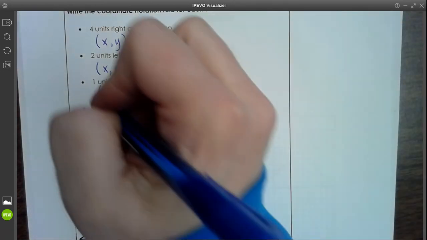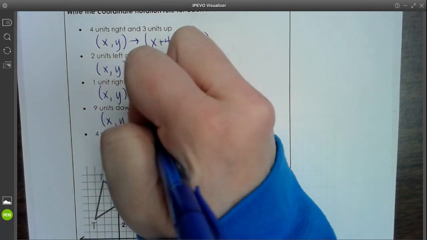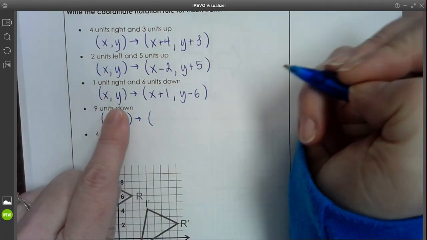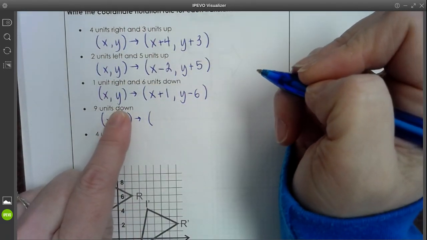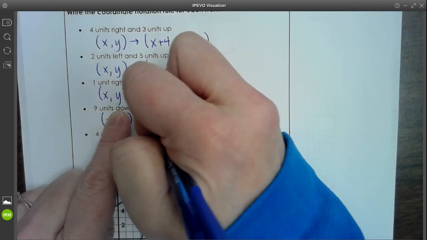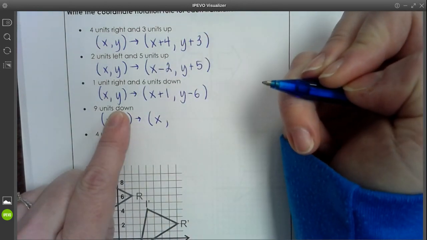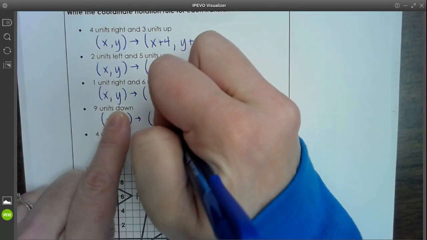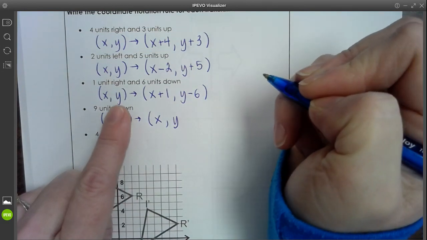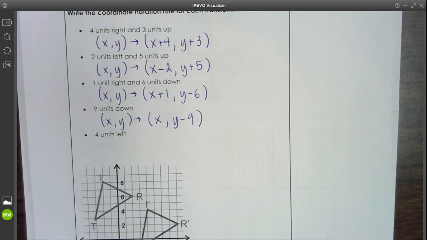Okay, the next one is just 9 units down. Again, we're going to start with x, y maps to. Now, if it's affecting just up and down, that's the y coordinate. It's only affecting the y coordinate. So we're not going to do anything to change the x coordinate. We're just going to leave it as x, okay? So the y coordinate is being affected. Down is negative, so I'm going to write minus 9.